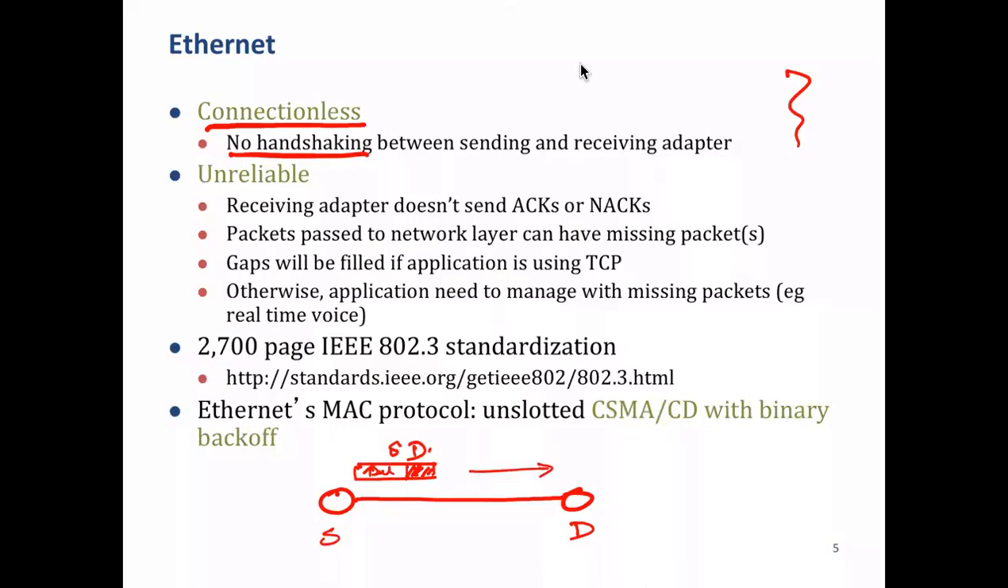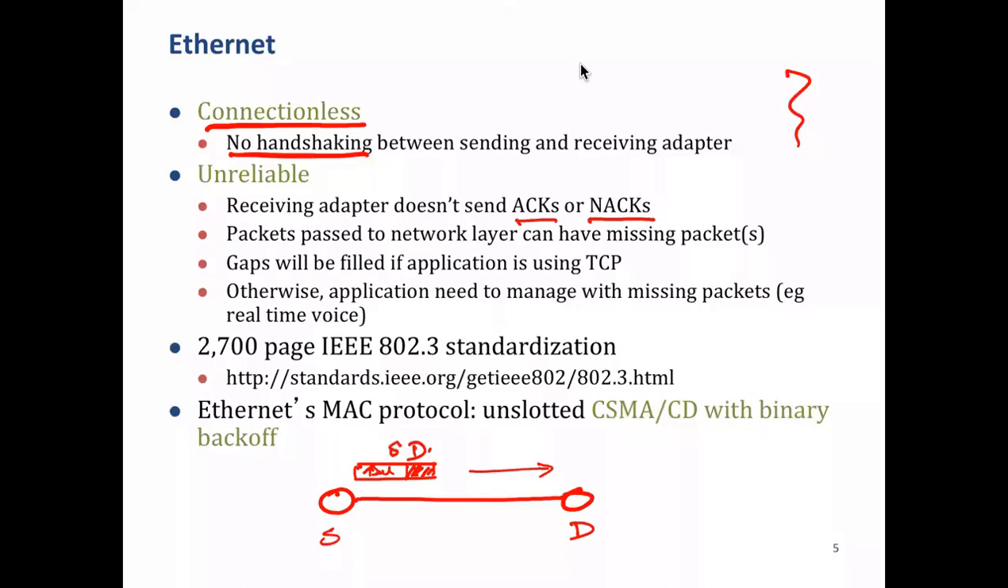In the case of TCP, if the packet is lost, then retransmission of packets happens, right? Here, in the case of Ethernet, there is no retransmission of packets. It means that the receiver will not acknowledge whether a packet is received or not. So there is no acknowledgement or negative acknowledgement.